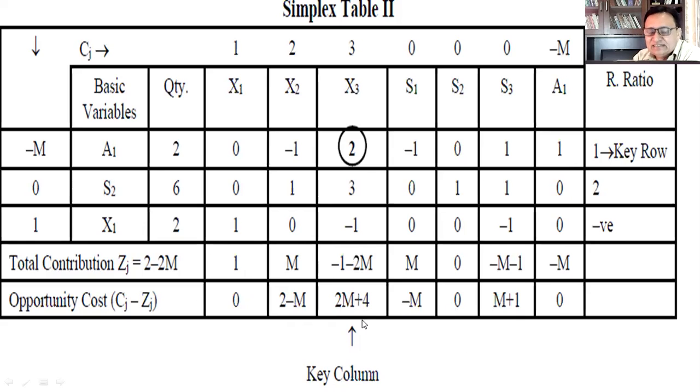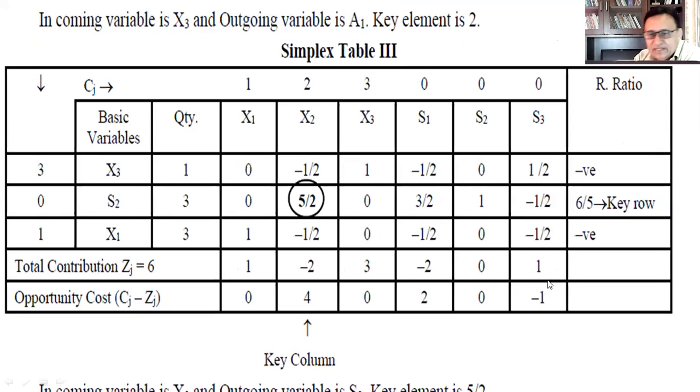So again, we will find which is the highest value. So 2M plus 4 is the positive value. Again the same column will be formed here, and the entering variable will be x3. For finding the exit variable, again 2 divided by 2, 1 is there. Again 6 divided by 3, 2 is there. And 2 divided by minus 1. So the minus figure we will not take here. We will take the positive ratio, so the least ratio is 1. So it means A1 will go out of the solution. So now we will be ignoring the A1 column also.